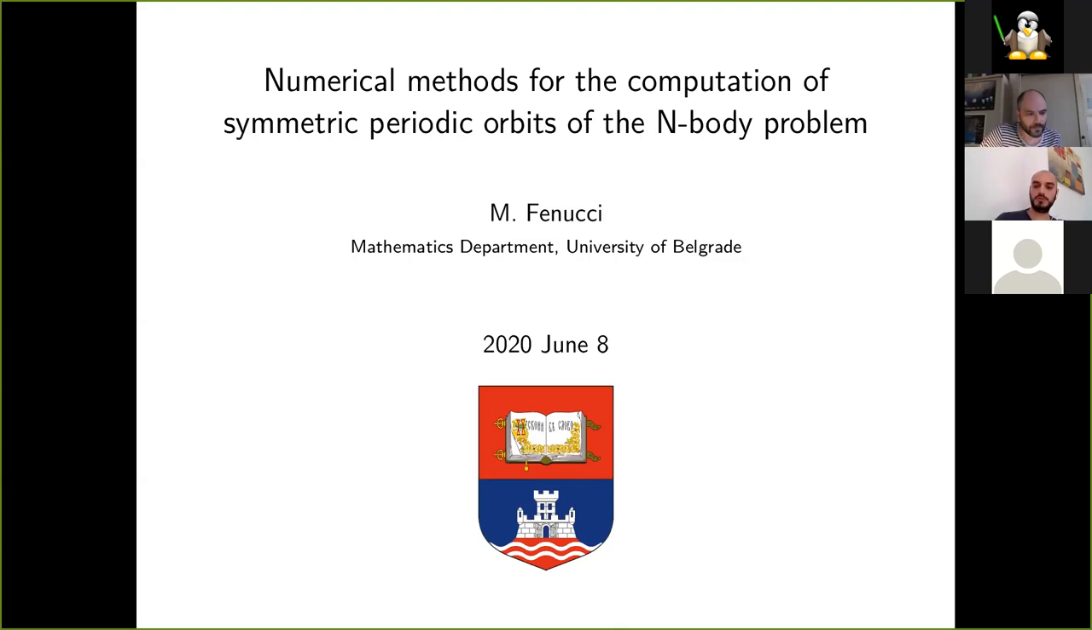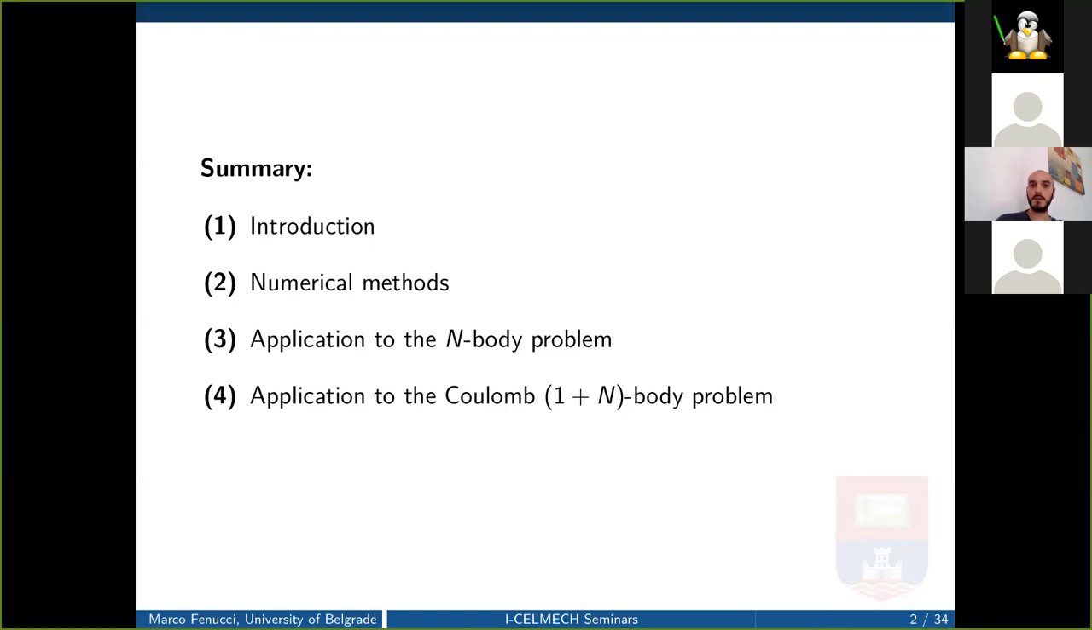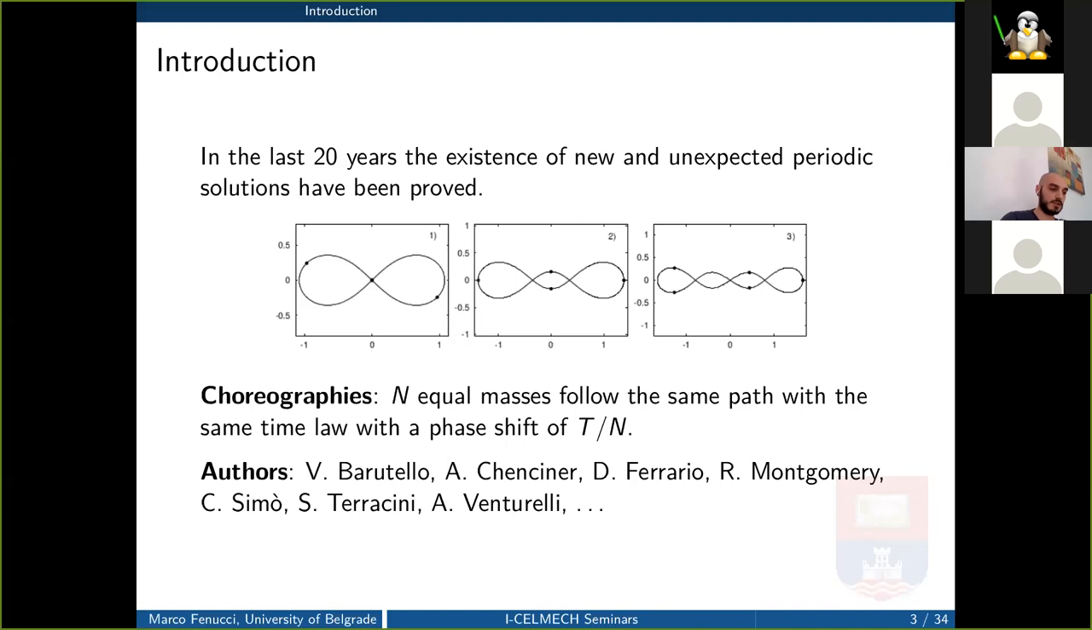Okay. Thank you, Giulio, for the introduction. As the title says, in this seminar I want to focus on numerical methods for the computation of these symmetric periodic orbits. We will start with some introduction just to see the motivation and why we want to compute these orbits. Then I will explain the numerical methods that we're going to use to compute these orbits, and then we will see some applications, first to the n-body problem and later to another problem, which is the Coulomb one plus n-body problem.